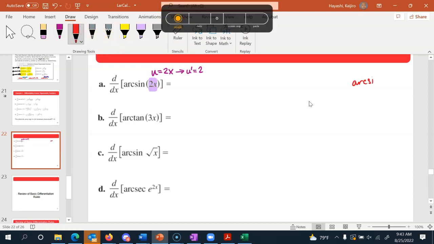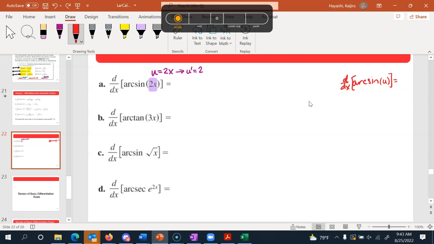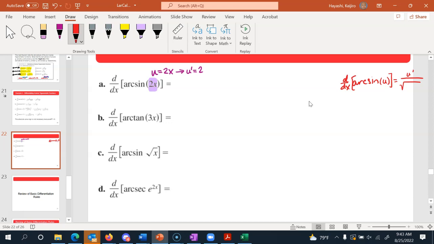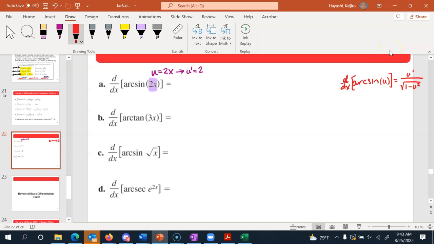Okay, so the derivative of arcsine of u with respect to x is u prime, because of the chain rule, over the square root of 1 minus u squared. So if you know this, and you know what u and u prime are, you can just slap that u down there, the u prime up there, and you're done.